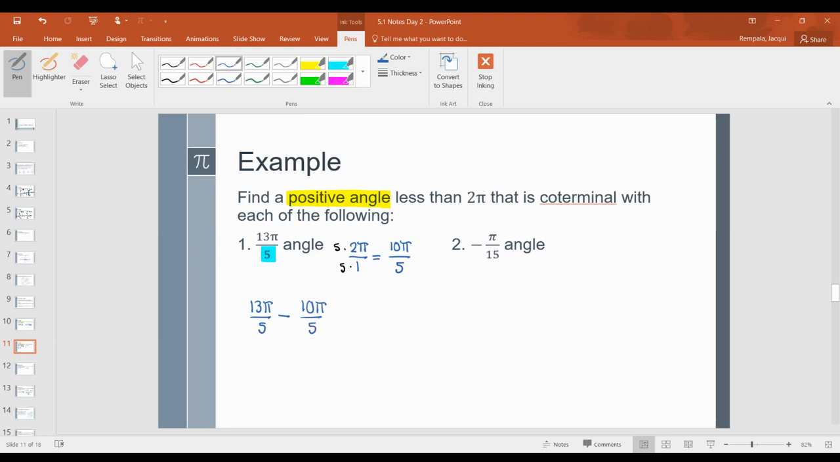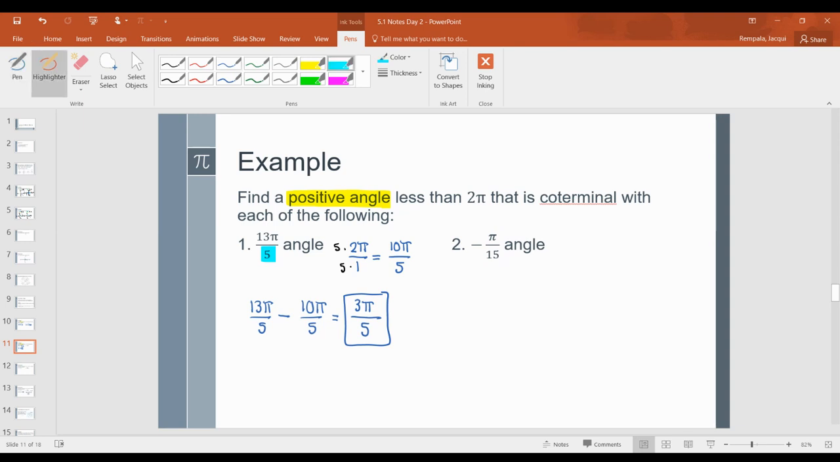The nice thing about having that common denominator is I get to leave the denominator and I just have to subtract the numerators. Those are like terms. 13 pi minus 10 pi is going to give me 3 pi. Because the number on the top is positive and it's smaller than 10, which is that magic number because that's 2 pi, that means that this is my final answer.